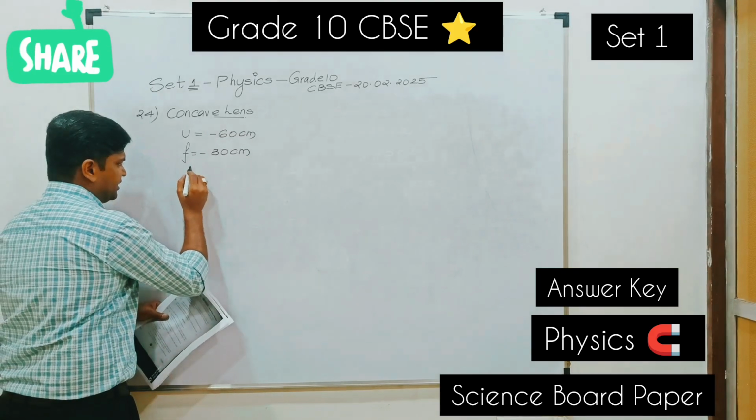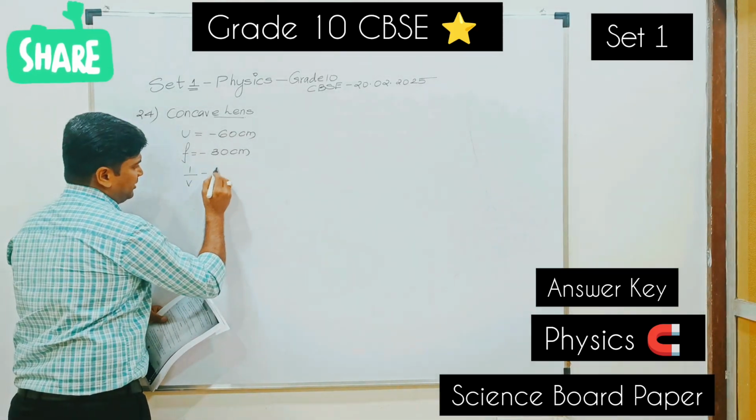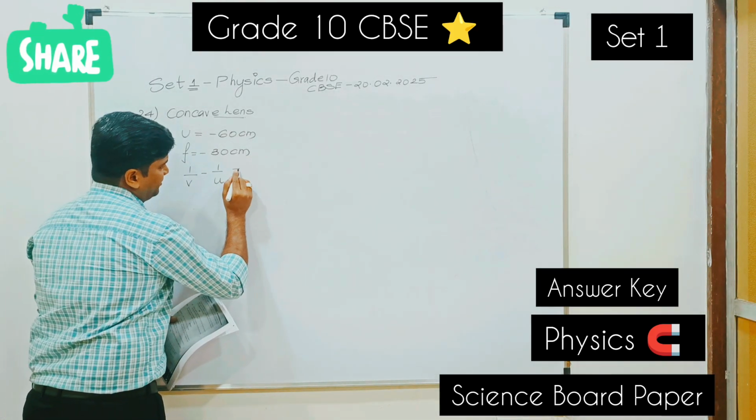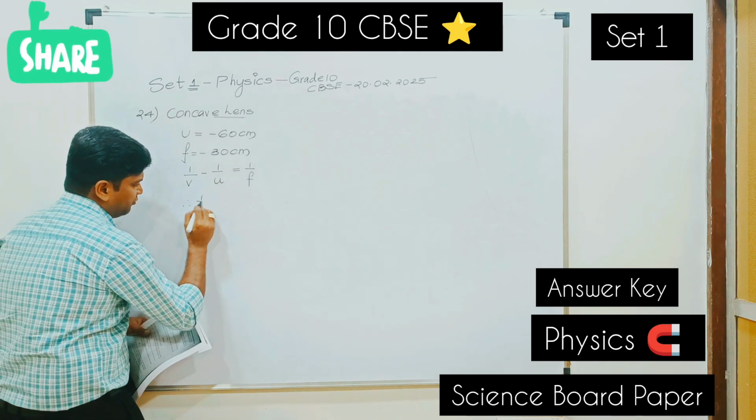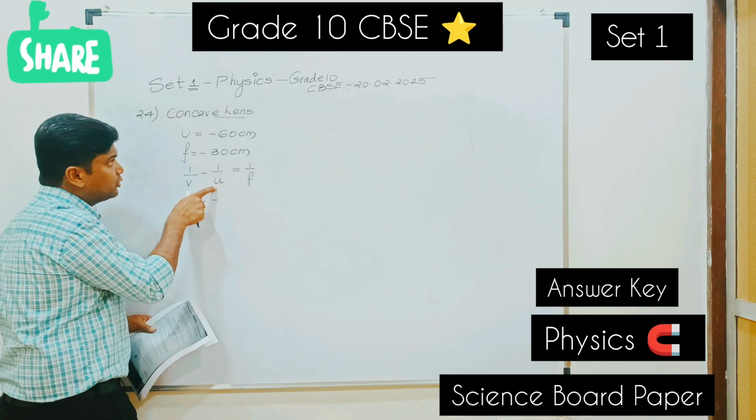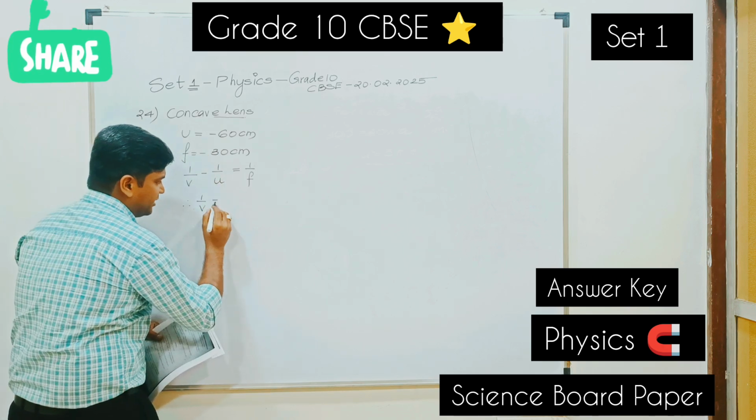So I just need to apply the lens formula. That's 1 by v minus 1 by u equals 1 by f. So 1 by v as it is. Look, u is minus, so minus minus becomes plus.